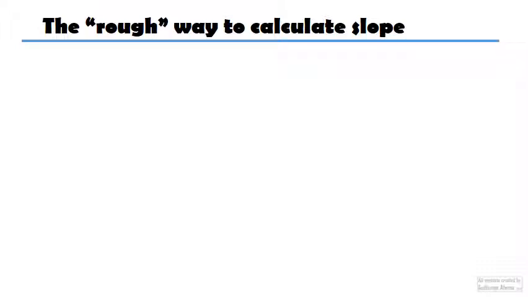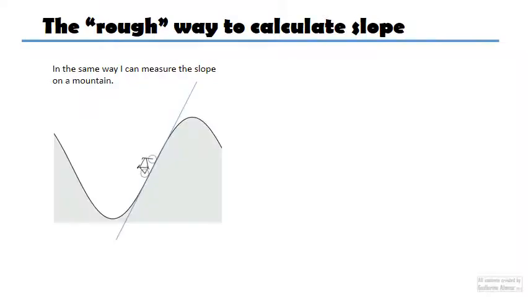So the rough way to calculate slope will be, well, suppose that I'm on a mountain. I'm on my bike on a mountain and I'm going up the hill. I can draw this line and realize, hold on a minute, if I put a little grid in front of it, for each square that I move to the right, I move 2 up, hence the slope is 2. Great, now I have my method to calculate the slope.